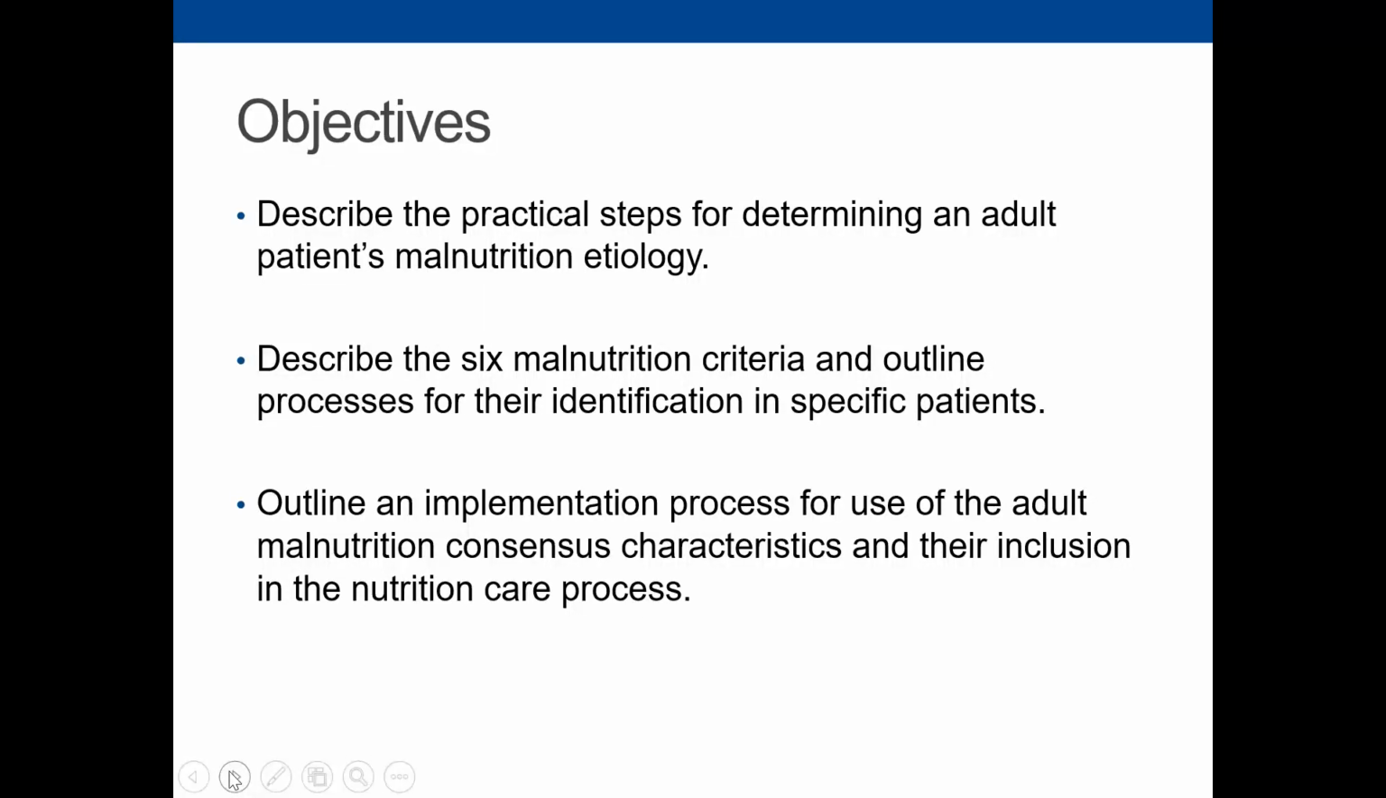These are the objectives that I would like to achieve today. The first one being that following today's presentation, you'll be able to describe the practical steps for determining an adult patient's malnutrition etiology. You will also be able to describe the 6 malnutrition criteria and outline processes for identifying those criteria in specific patients. So we'll go through all the criteria, some practical points related to determining those in patients, and then I have 3 case studies that I'd like to share with you.